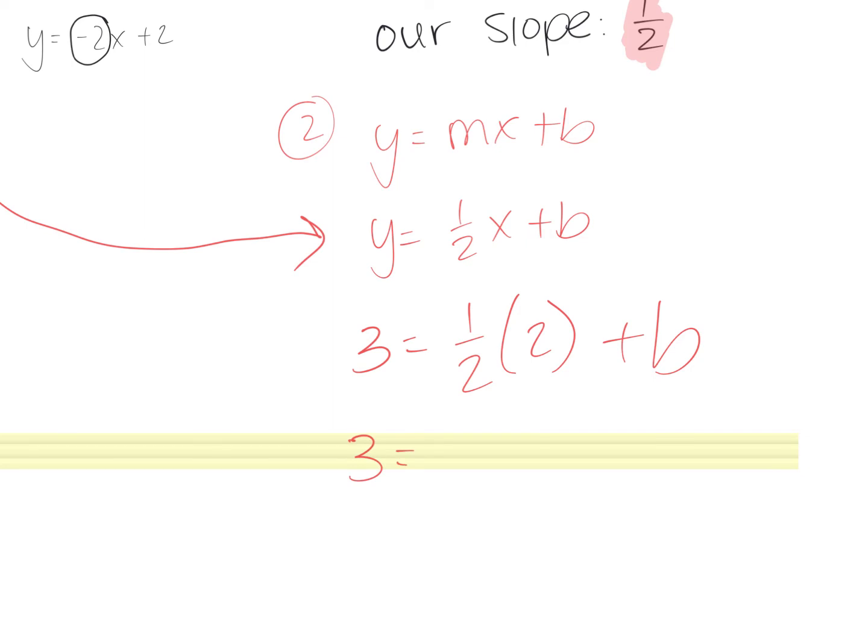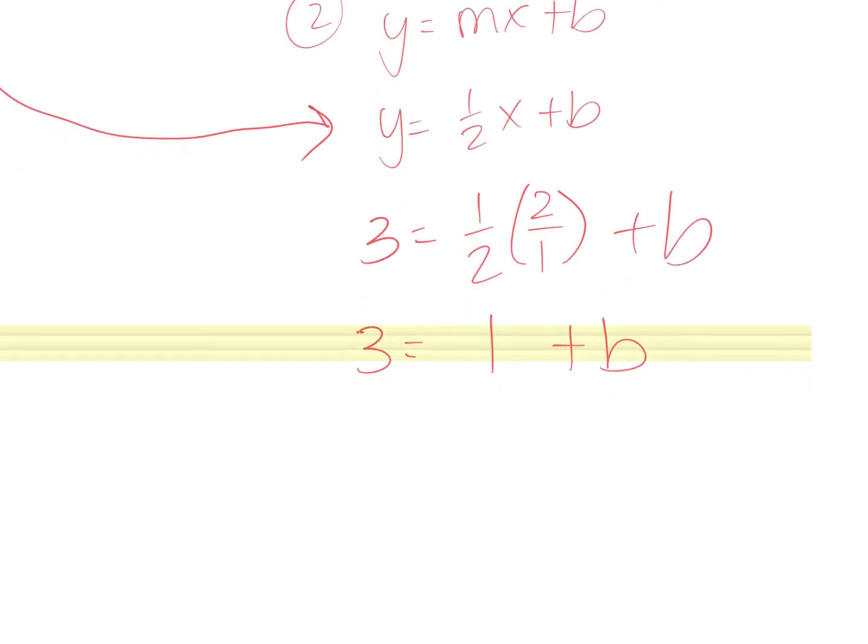Now, remember, did that confuse you guys when I said 1/2 of 2? Think of this as 2 over 1. If you were to multiply straight across, you'd get 2 over 2, right? 2 divided by 2 is just 1. So 1 plus b. What do I do to solve for b? Subtract 1, and we get 2 equals b.